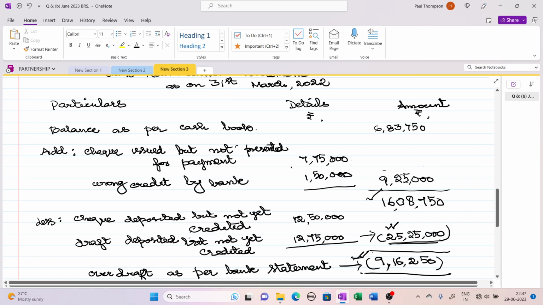So an adjusted cash book is prepared. Otherwise, you can prepare a bank reconciliation statement directly also.